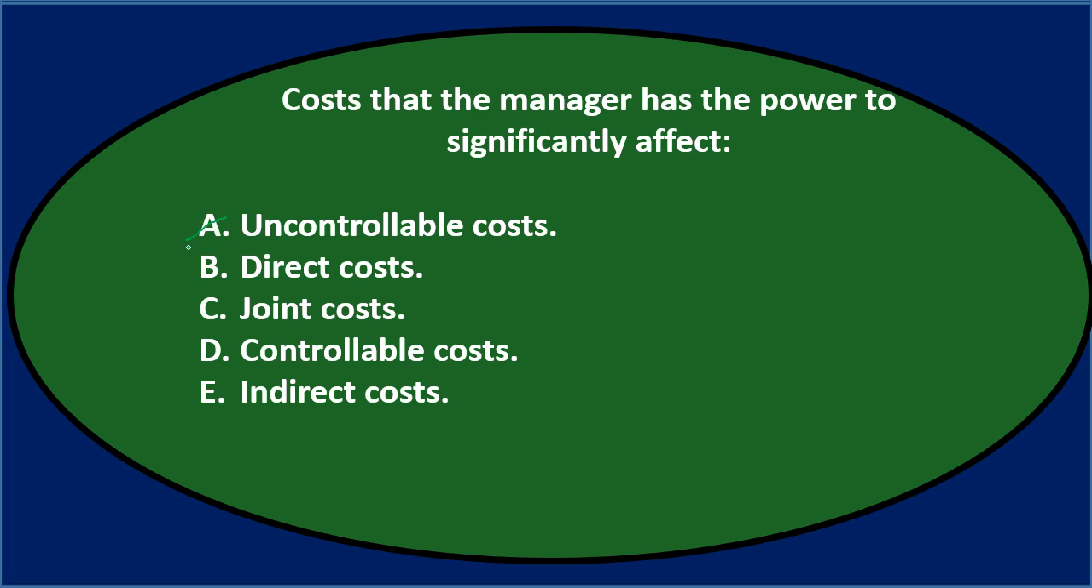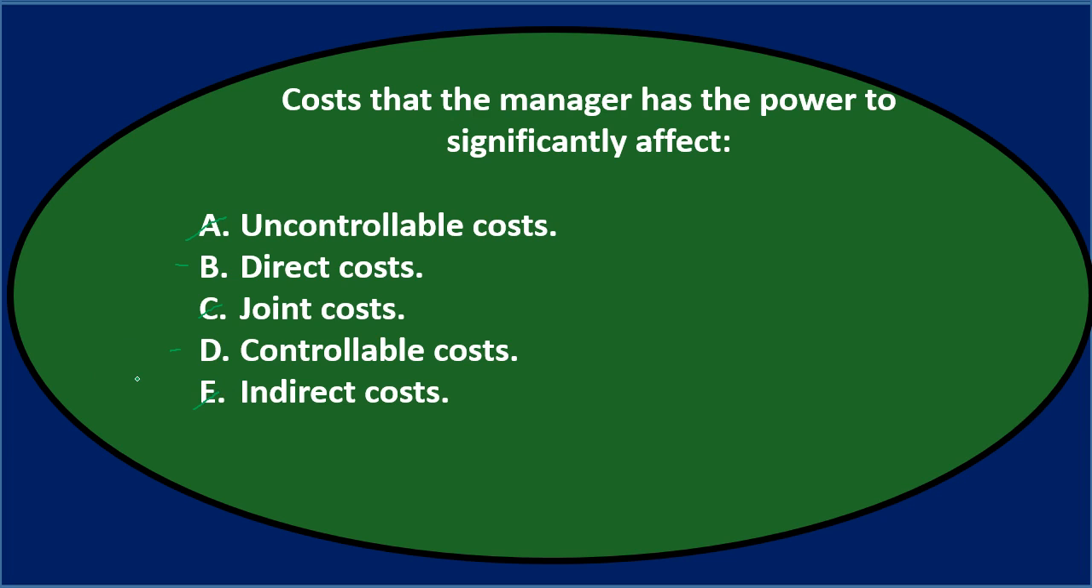And then B says the direct costs. And that sounds kind of like it should be. C says joint costs. And if it's joint, then what does it join to? It seems like that's going to lessen the control. So I'm going to say no. And then D says the controllable costs. Now, this is obviously the opposite of the uncontrollable, and that sounds more reasonable than uncontrollable. And E says the indirect costs, which is the opposite of direct costs, and that sounds like less control over those, you would think. So we'll keep it with B and D.